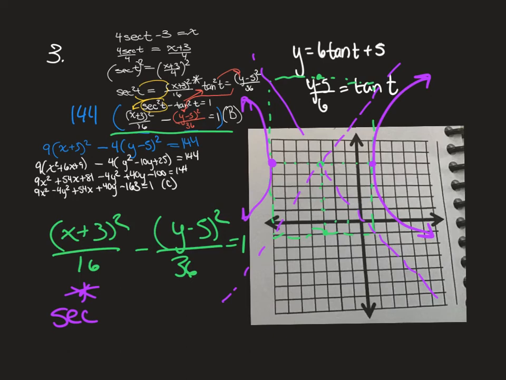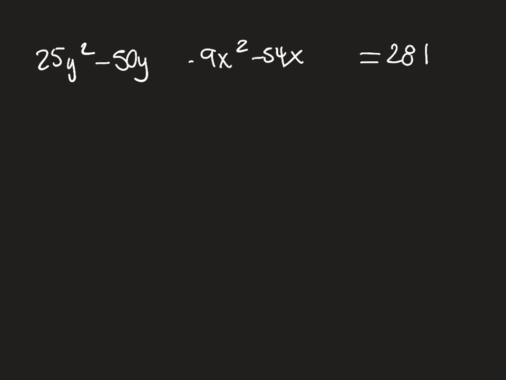So let's do number 4. Number 4, we're going to go the other way. So we're going to have 25y squared. I'm going to put it in order when I write it. Minus 50y minus 9x squared minus 54x. And I'm going to move it over. Equals 281. I'm going to move the 281 over. And so you're going to have a plus blank and a plus blank. But we can't fill those blanks until we pull these numbers out.